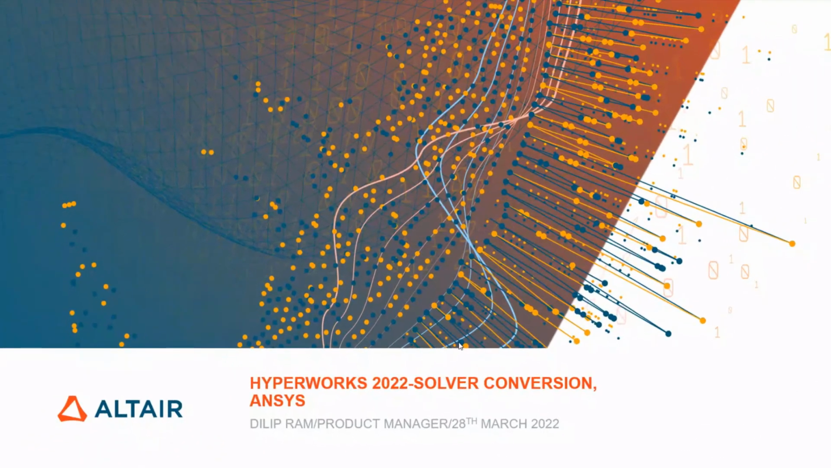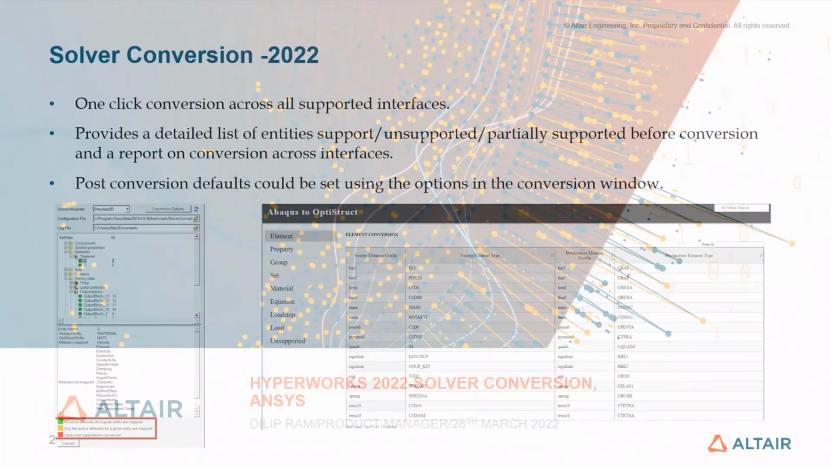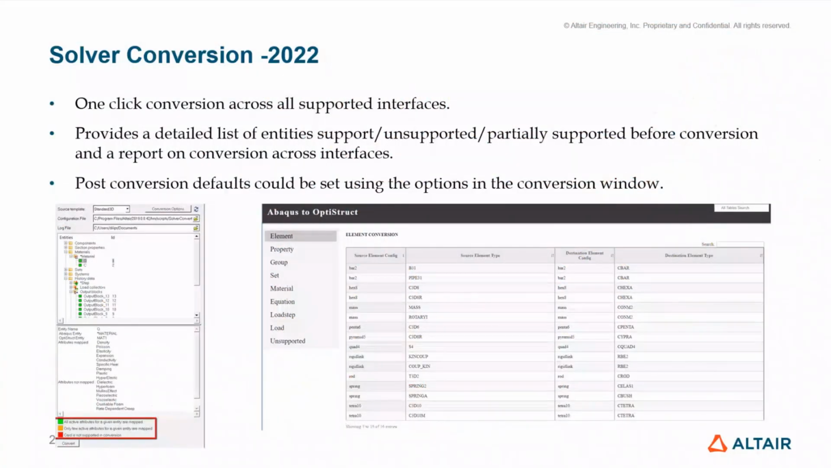Hi, all of you. I'll be talking about solver conversion and ANSYS component migration, which is done for 2022. Before I get into the enhancements done in solver conversion, just to give you a quick preview of the solver conversion workflow and the details. We support conversion details at two levels. One, before conversion, we have a list of entities, which gives us information on what is converted and what is not converted.